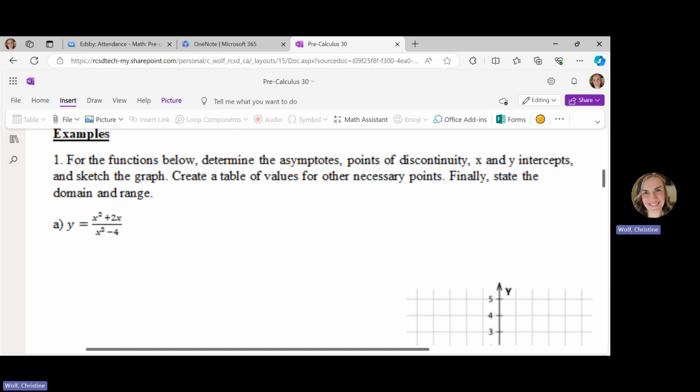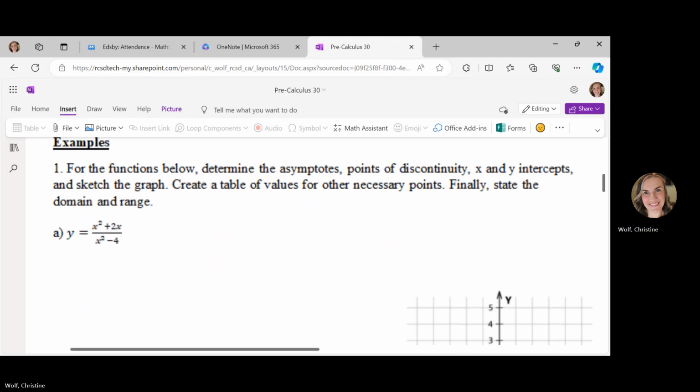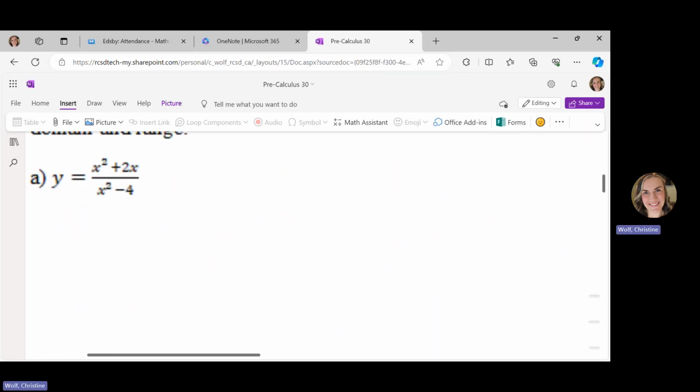Okay, so to figure out if you have a point of discontinuity, that's always what you start with. Don't start by finding your asymptotes. Don't start with your x and y intercepts. Start by seeing if you can factor this fraction, okay?